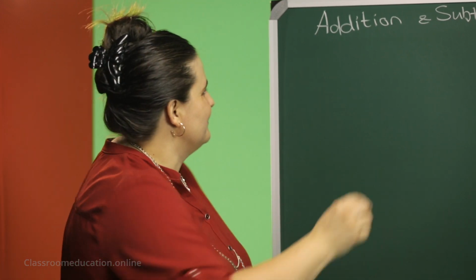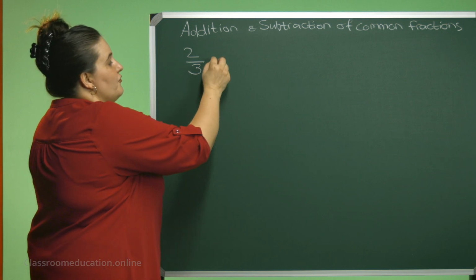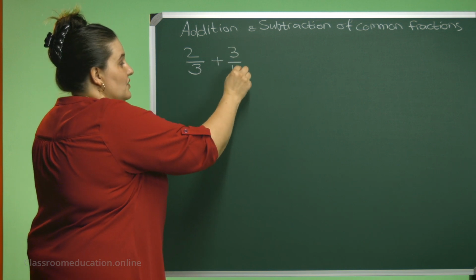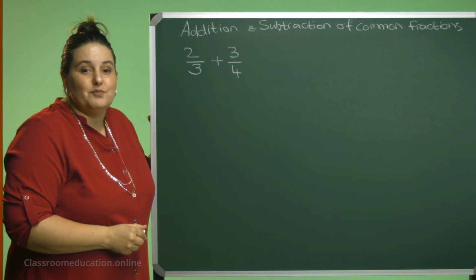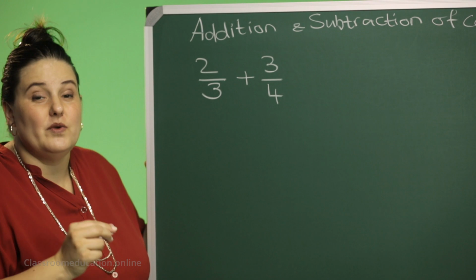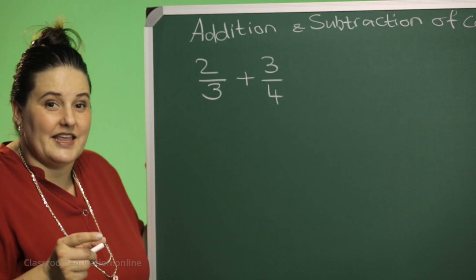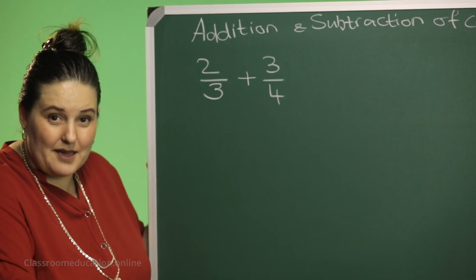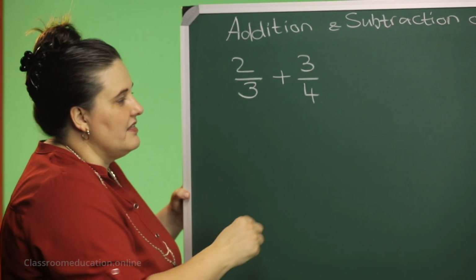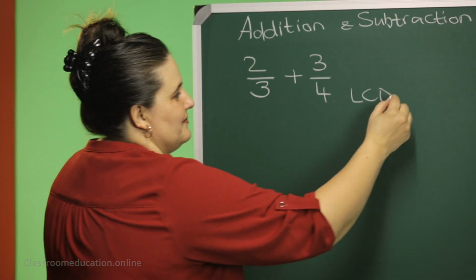Let's work it out. So you are eating 2/3 of the pizza. Your friend is eating 3/4 of the pizza. So if I need to add this, what is the most important thing? Our denominators should be the same. So we need to get the LCD, the lowest common denominator. And we get that by actually working out the LCM, the lowest common multiple of the 3 and the 4. In this case, my LCD will be 12.